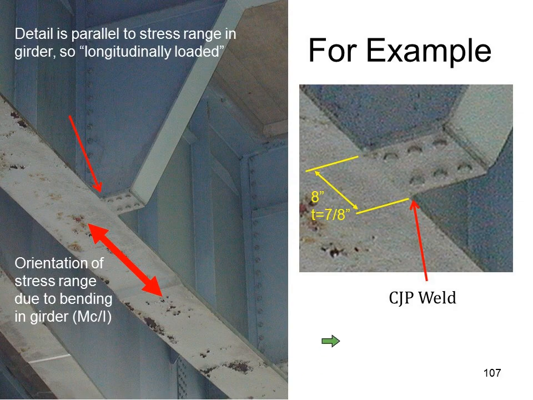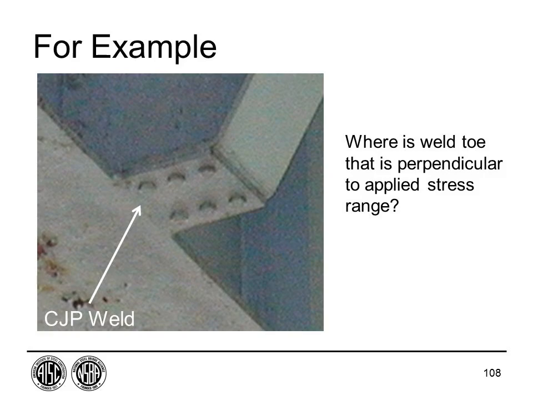So let's take an example. Say I'm worried about this welded attachment on the side of my girder. My primary stress range that I would calculate due to the fatigue truck is running parallel to this red double arrow, right? So that's my stress range. That's what I worry about. And I'm worried about this attachment causing cracking in that member.